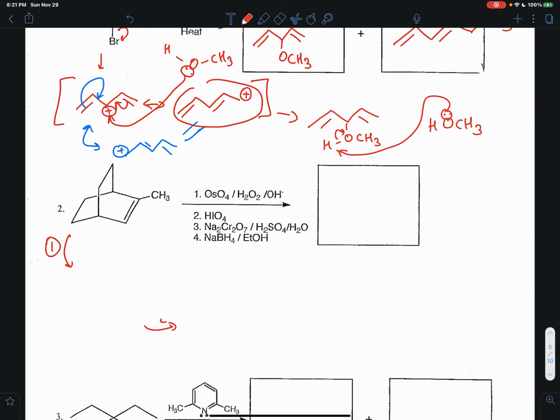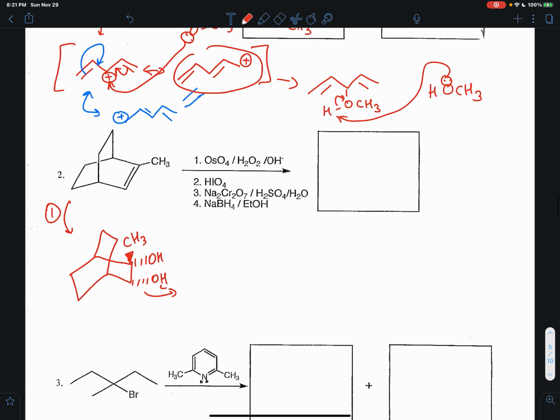So the first step of the reaction is going to be OsO4 with peroxide and OH minus. This reaction will add a syn diol in between this alkene. So what I'm going to end up having is this CH3 on a wedge, let's pretend. And then the two OHs are going to be on a dash because they're syn. Now the second step is going to be HIO4.